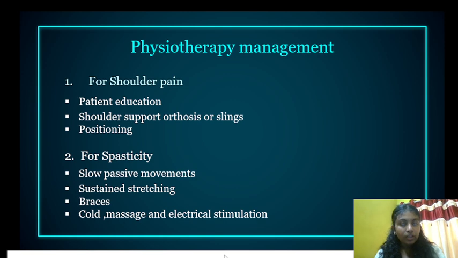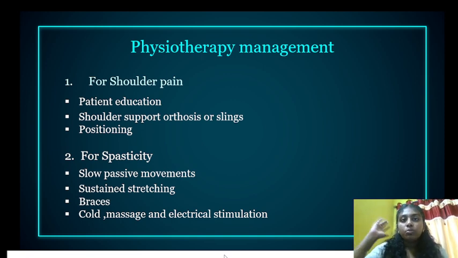to shoulder pain. So for that, patient education: you have to educate the patient, and also instruct the caretakers that whenever they move the limb, they have to mobilize or stabilize the scapula while doing passive range of motion. Also, a shoulder support orthosis can be given, or slings if subluxation has already occurred. As I said, positioning is very important, because even extreme external rotation can lead to subluxation or dislocation.